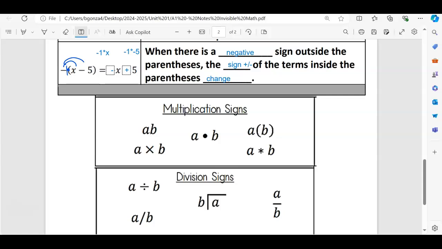Cool? Dividing, you're not going to normally see this way. This is old school, like long division. You're not going to usually see it with a dividing sign, though you will this week. Not a lot after this week. Normally, division is going to be a slash or a fraction bar, right? That's normally how we divide. And that's it for the notes, okay?